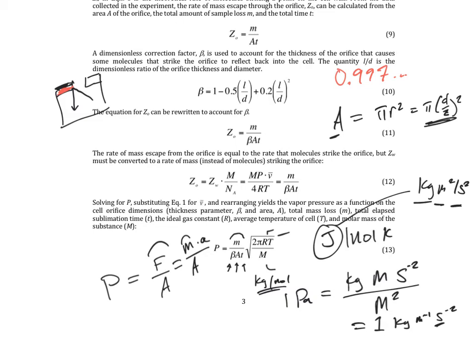So it should be about 99.7, somewhere in that ballpark. I don't remember exactly where it is. Maybe 99.5% of the molecules actually leave the cell. So I think we've talked about all the terms that allow us to calculate our vapor pressure.